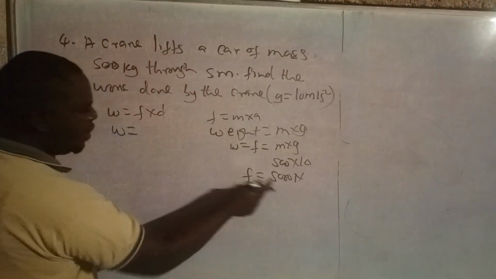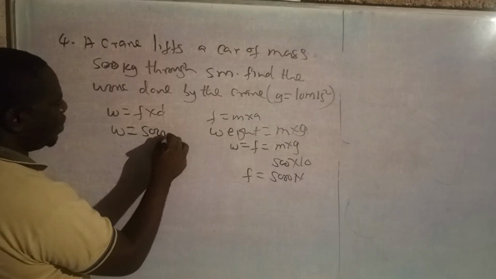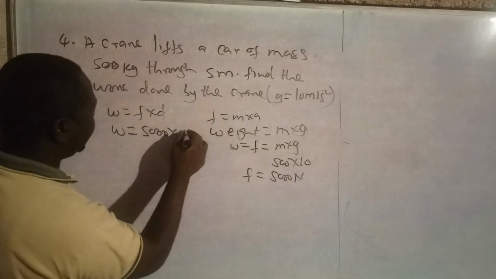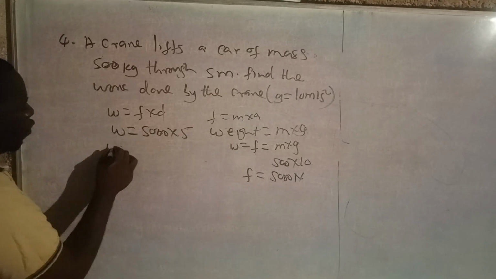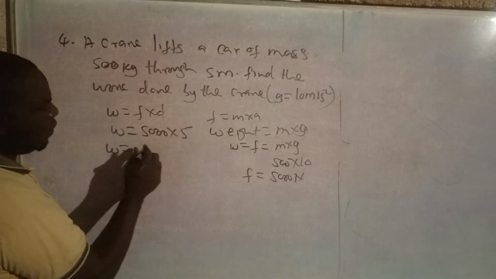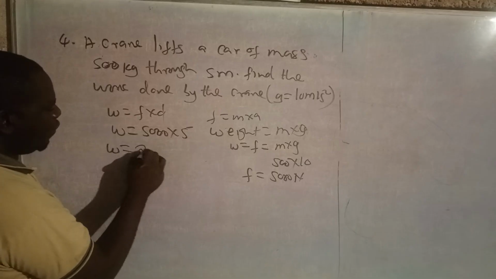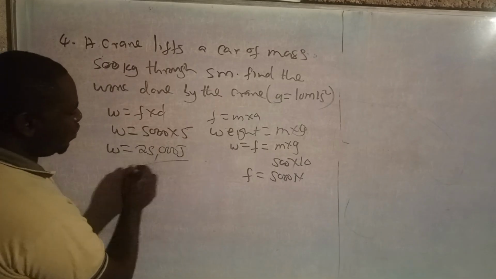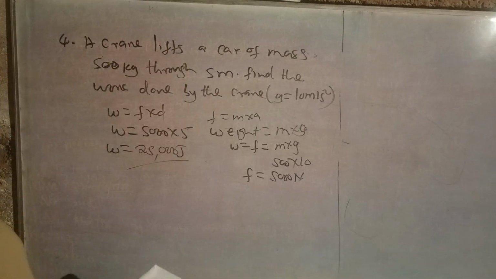So now force is 5,000 times the distance given in the question, which is 5 meters. Okay, good. So work is equal to 5,000 times 5. 5 times 5 is 25, and this will be 25,000 joules. So this will be the final answer for this question.